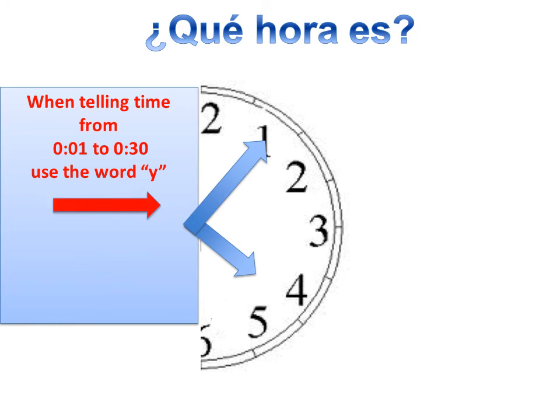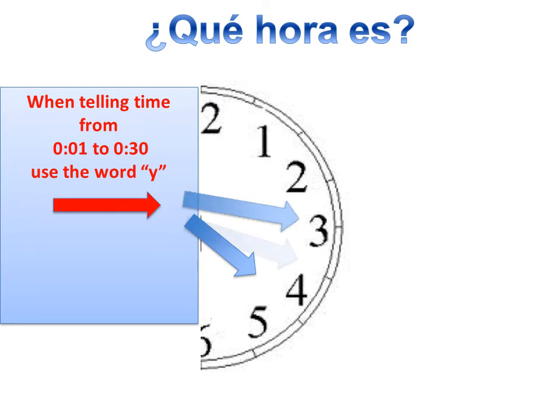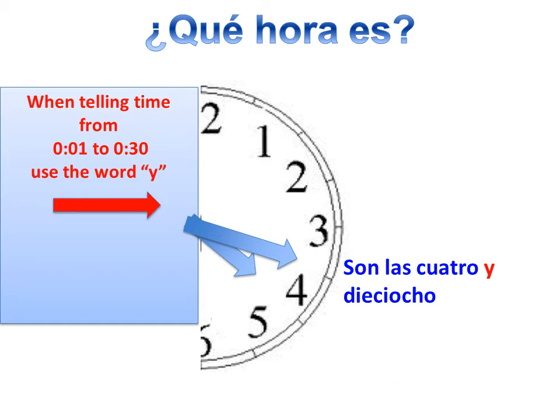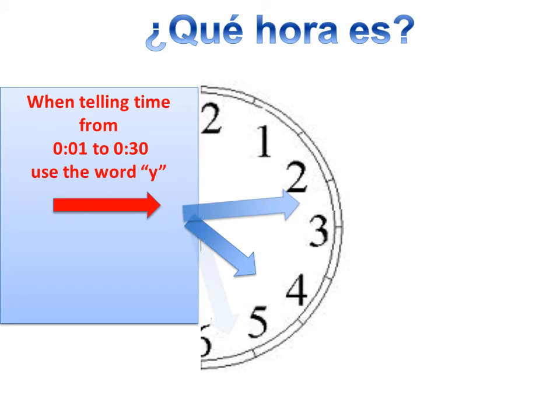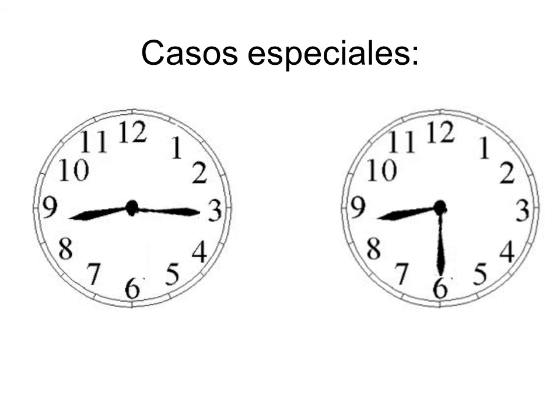All right, so when telling time from 1 minute to 30 minutes, like I said, you're going to use the word E, which means and, okay? So, for example, this time would be son las 4:05. This time would be son las 4:10. This time would be son las 4:18. So it's 4:18. This time would be son las 4:20.